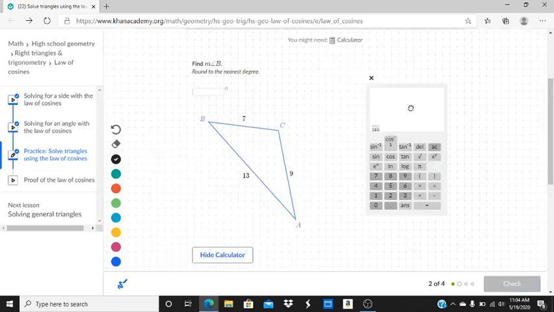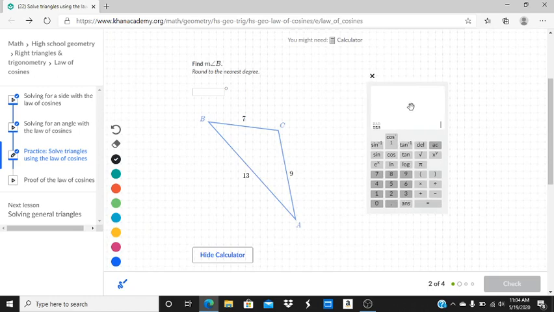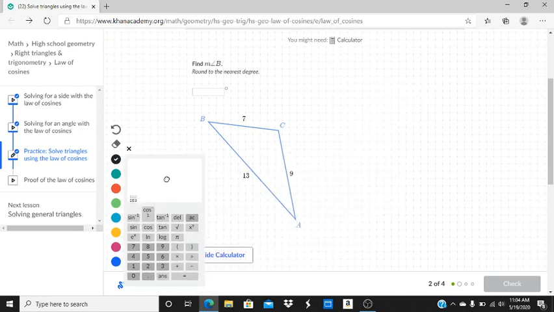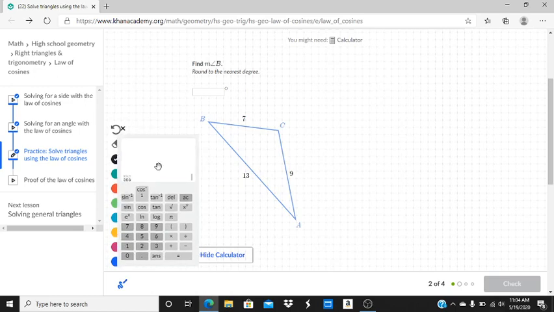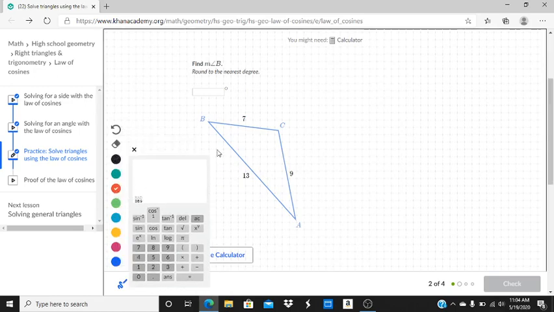Okay, in this one we want to find the measure of angle B. So this will be the second one from this video. There's two types of problems. One, you're finding the missing side. The other, you're finding a missing angle. So the side opposite the angle is like our C, even though this angle is B. We're trying to find the missing angle. This is technically C in our formula.